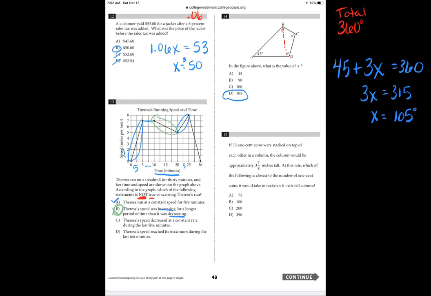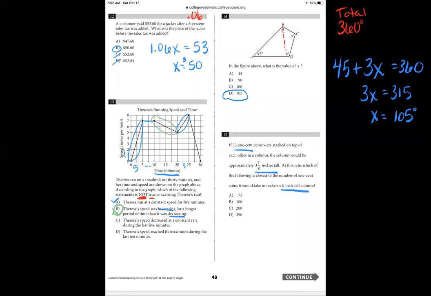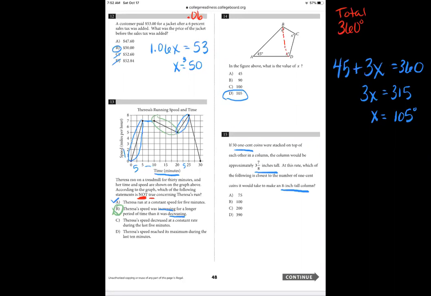And for number 15, you could definitely spend time and work this out to get a more accurate answer. But basically, if 50 one cent coins have a height of 3 and 7/8 inches tall, how many one cent coins would it take to be 8 inches tall? Well, 3 and 7/8, if we round that up to 4, 8 is double of that, right? So you're creating a stack of these coins that is approximately double of what it is. So if you double your 50, that would take you to 100.